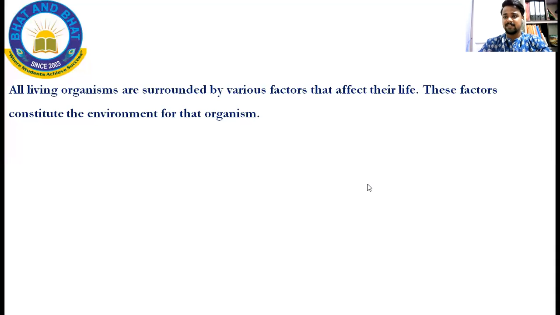So the very first thing that you need to learn with respect to diversity in living organisms is that all living organisms are surrounded by various factors that affect their life. These factors constitute the environment for that organism. Listen very carefully, you have to understand each thing bit by bit. Whenever I call it an environment, say for example, I am calling this an area. Say I'm just taking Kengeri as an example. So Kengeri is an area.